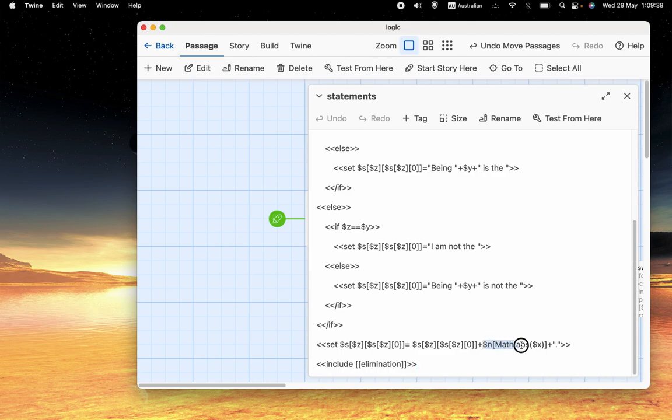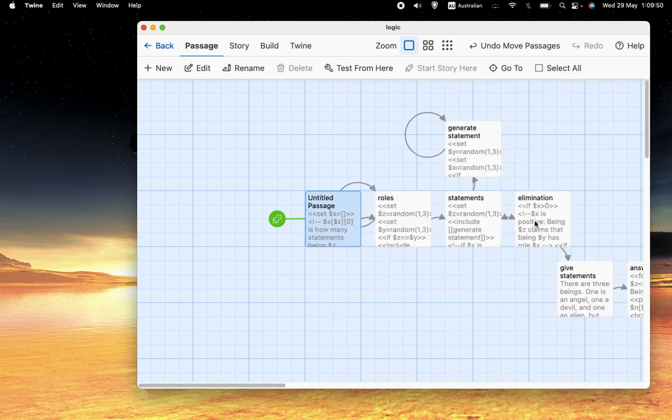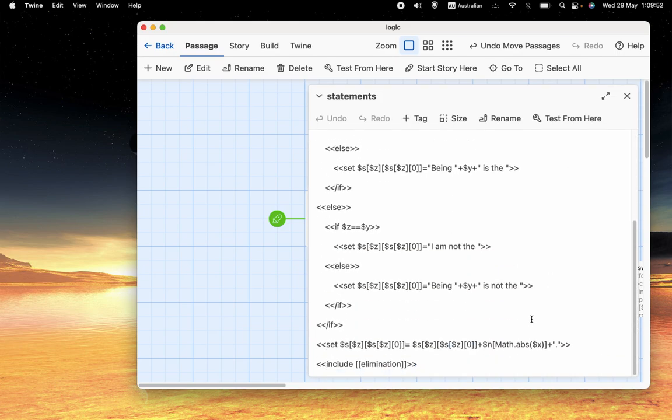And the reason for that is the array n, which is n for names, we need to end the claim by saying something like being 3 is not the angel, but we've got a number, so we don't want to say being 3 is not the 2. We need to look at what role number 2 is and put that as part of this S array, which is the statements that are made as text, and that's what's displayed to the user at the end.